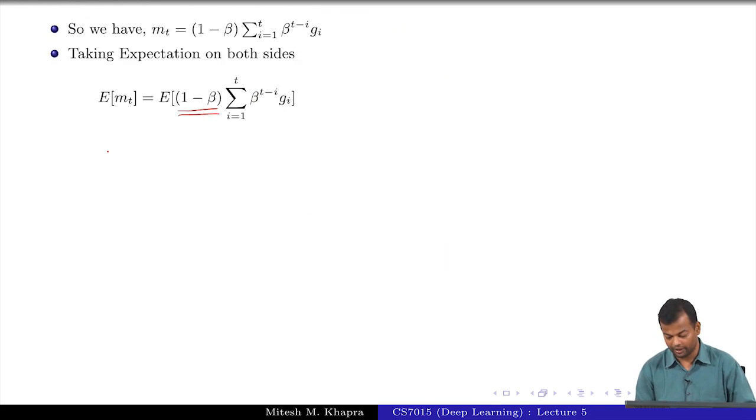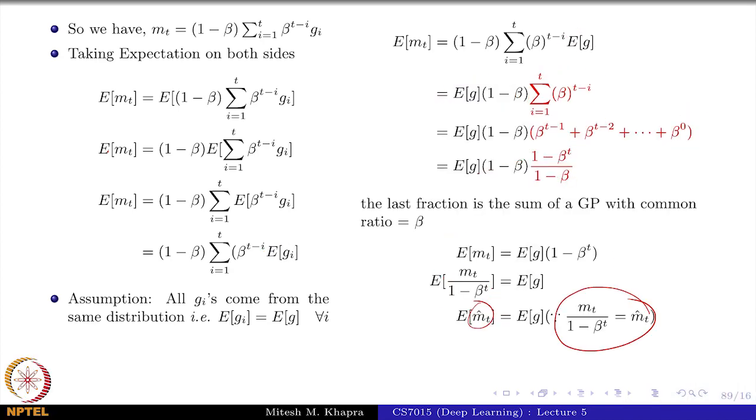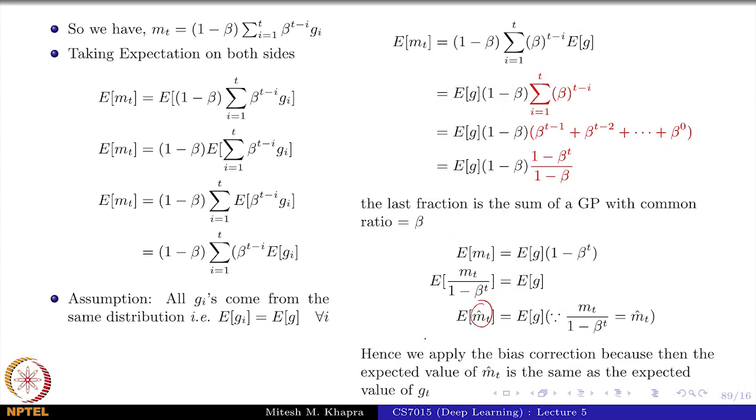So what I have shown is that if I apply the bias correction, then the expected value of the bias corrected MT is equal to the expected value of the gradient, and that is actually what I wanted. I wanted that whatever MT I am computing, if I look at its expected value, it should be the same as the expected value of my gradients, and that is what I have arrived at, right? Hence this bias correction makes sense, and hence we apply this bias correction for Adam.